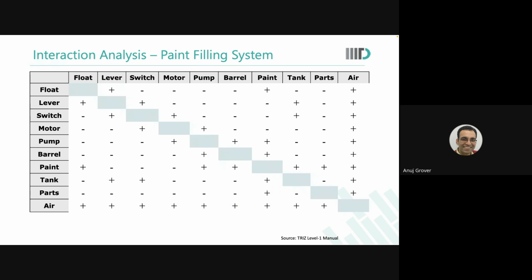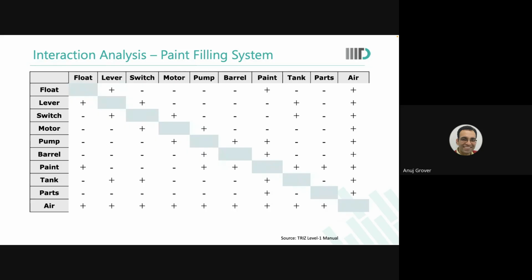But what I've done is I've used all the components: float, lever, switch, motor, pump, barrel, paint, tank, and parts, radiators, and then air also. Air is important because air is a part of the problem. It is in the presence of air that paint solidifies. Otherwise, अगर air नहीं होगी तो paint solidify नहीं करेगा. Reaction नहीं होगा, वो solidification वाला काम होगा नहीं. तो air इसलिए therefore I have not put gravity yet. Though gravity is also there, I've identified it as a super system component.